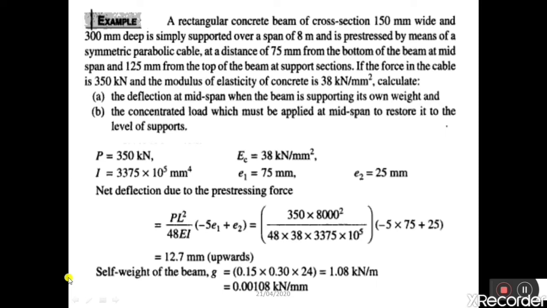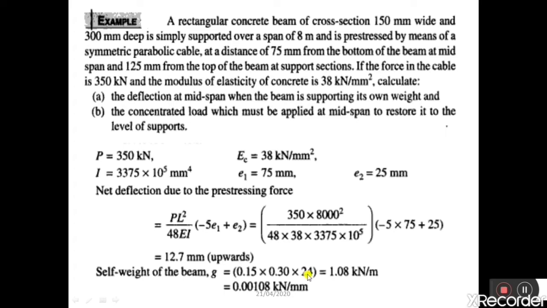Now coming to the self weight of a beam. So we know the cross section of a beam, it is 150 by 300 mm. So cross section of a beam into density of concrete, we will get self weight of a beam. So cross section area of a beam is 0.15 meter into 0.3 meter into 24 kilonewton per meter cube. So 24 is nothing but the density of a concrete.